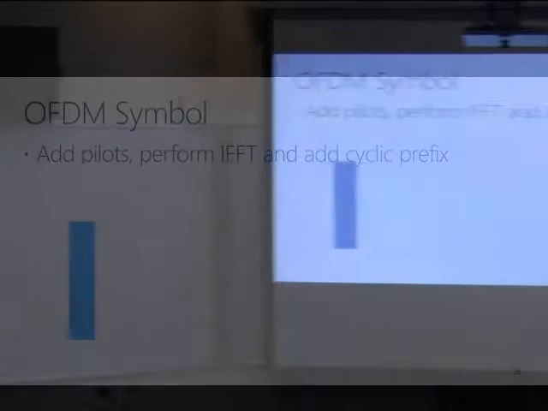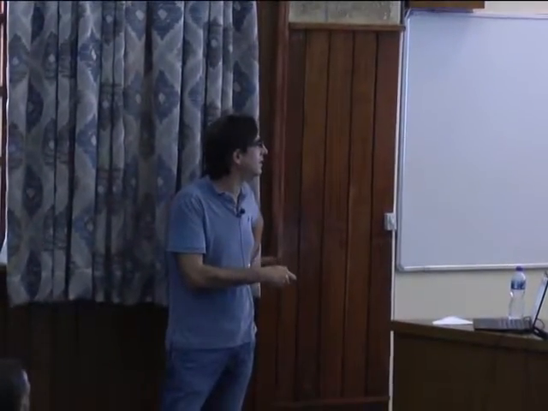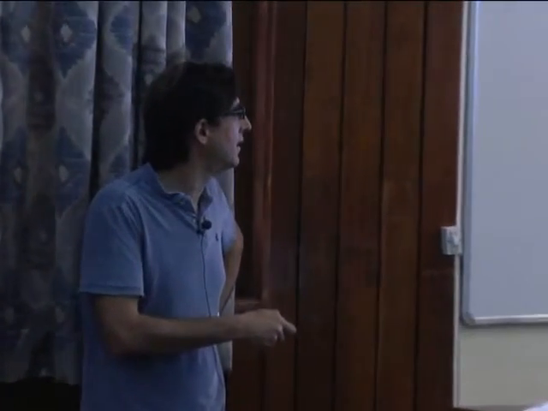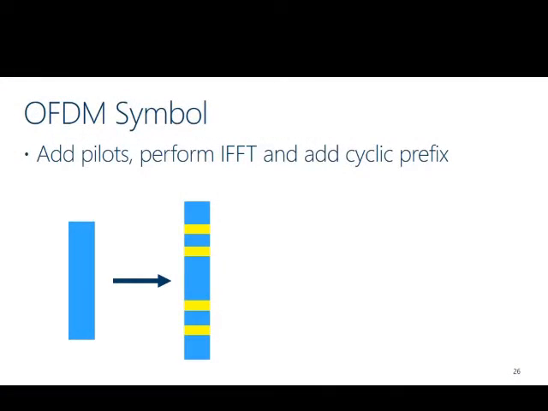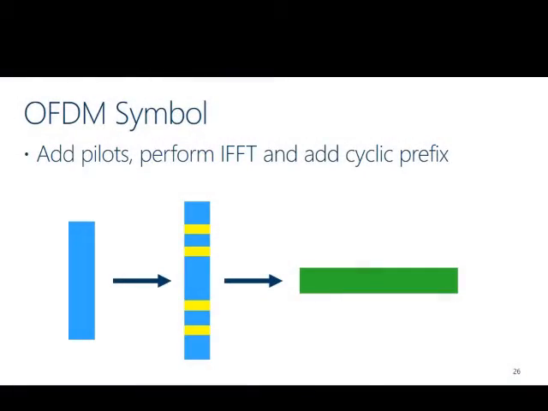Now, how do you actually do it in Wi-Fi? So you take your data packet, right? And then the first thing you do, you actually have to add these pilots. So we'll explain in a second what the pilots are for. And then you basically do your IFFT.